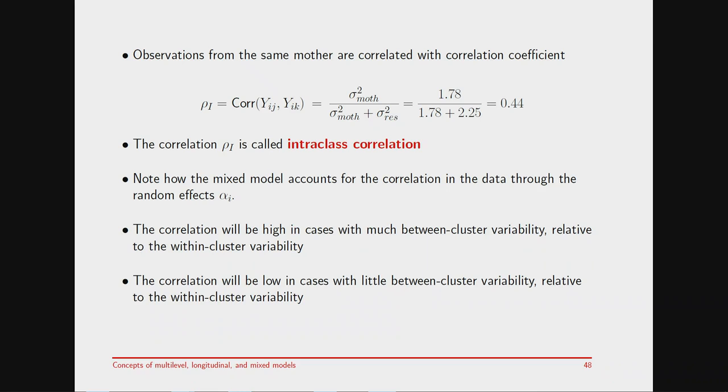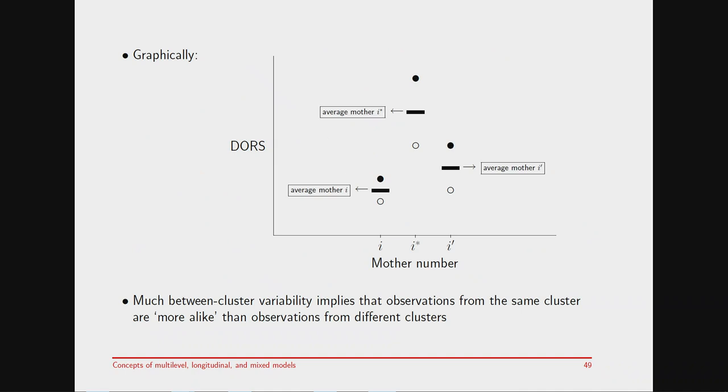So correlation will be low in cases with little between cluster variability relative to the within cluster variability. And that's what you expect. If there's no variability between these mothers anymore, then all these mothers would be at the same level, and then there's no difference anymore. And whether you then take two animals from the same mother or from different mothers, there's no distinction anymore between them.